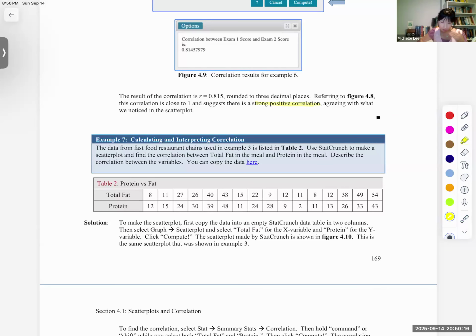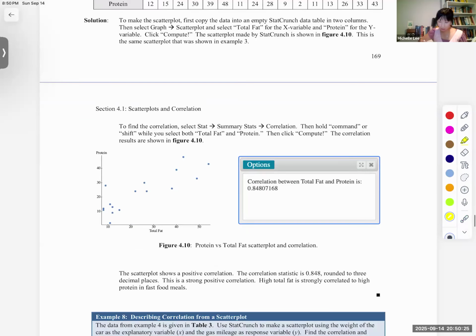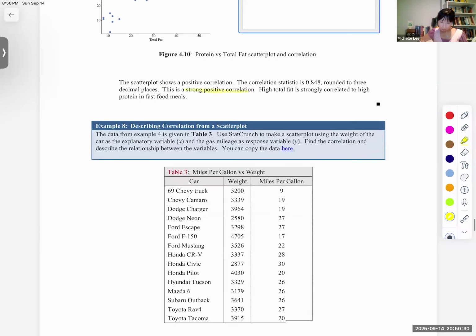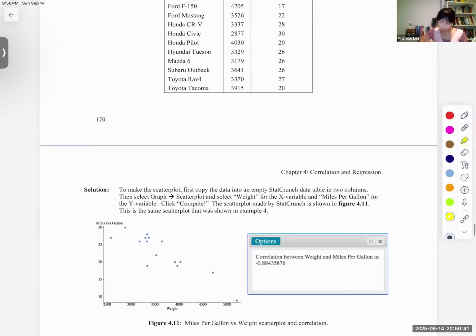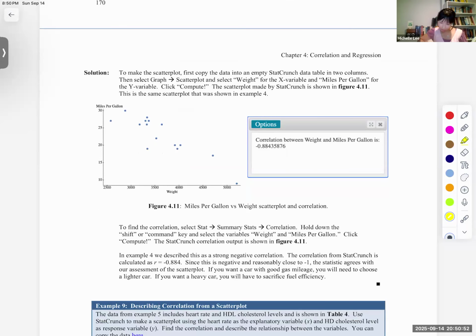Okay. How about this one? This one has total fat versus protein. So looking at this one, 0.8, also positive strong. All right. How about this? It's miles per gallon versus weight. So we get negative 0.88, negatively strong correlation, right? So let me see. Strong negative correlation. Good.